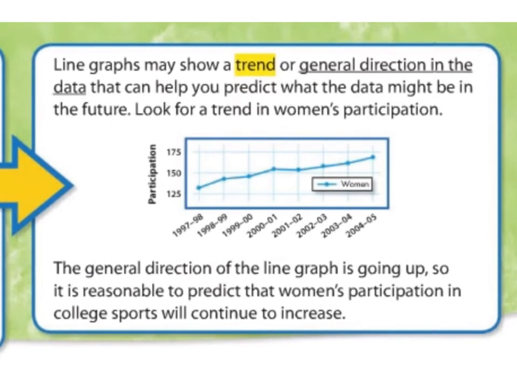Another vocab word that we're going to learn today is a trend. We already mentioned it. Line graphs may show a trend or general direction in the data that can help you predict what the data might be in the future. So basically a trend is just, is it going up or down? So the general direction of the line graph is going up. So the trend, it's reasonable to predict that women's participation in college sports will continue to increase. So the trend is that women are increasing in their participation more and more. More women are going into sports.